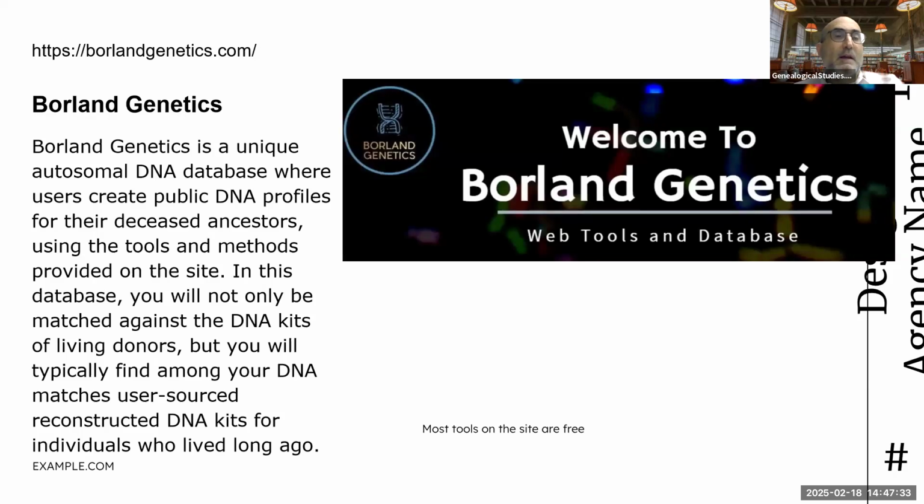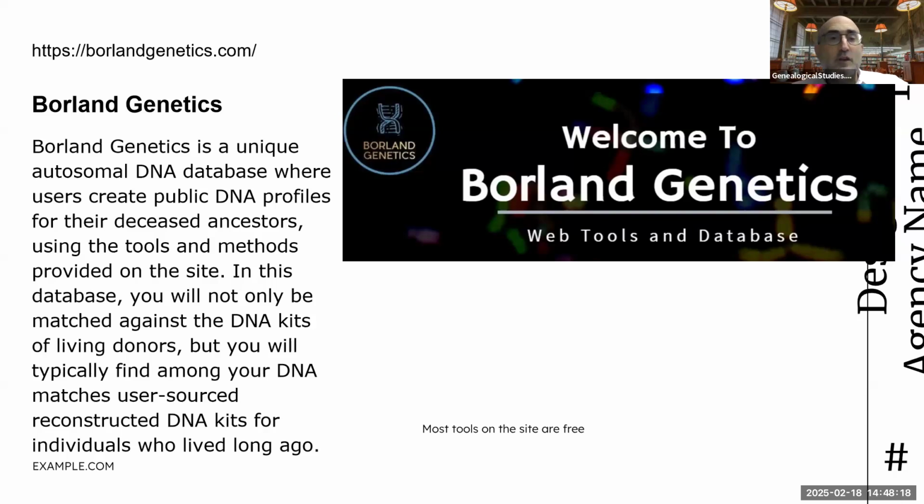Now, another great site is called Borland Genetics. Borland Genetics is a little bit different than some of the other sites because you upload your autosomal DNA test from any of the companies, but it has tools and methods on the site based on different relatives' kits where you can recreate an earlier ancestor who lived long ago. For example, if you have the right family kits, you could recreate your great grandparents.